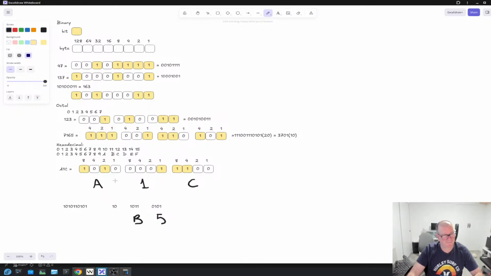This is not 10. This is 1, 0. That in binary is 3. So 3 will be 3.